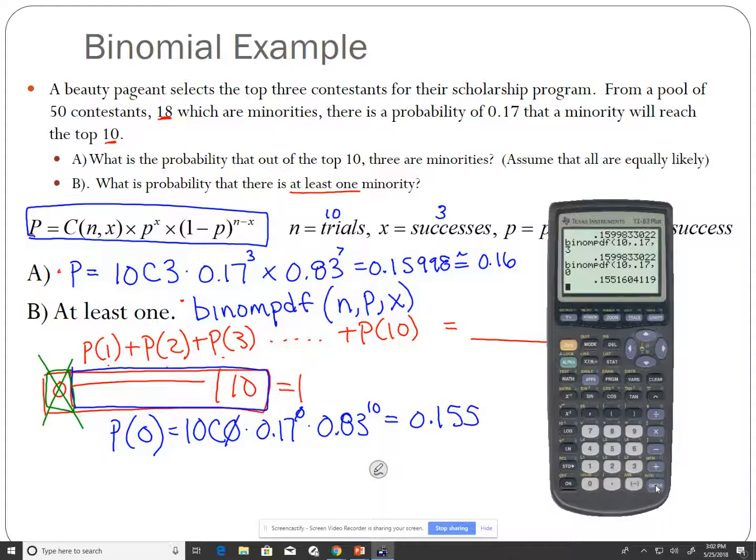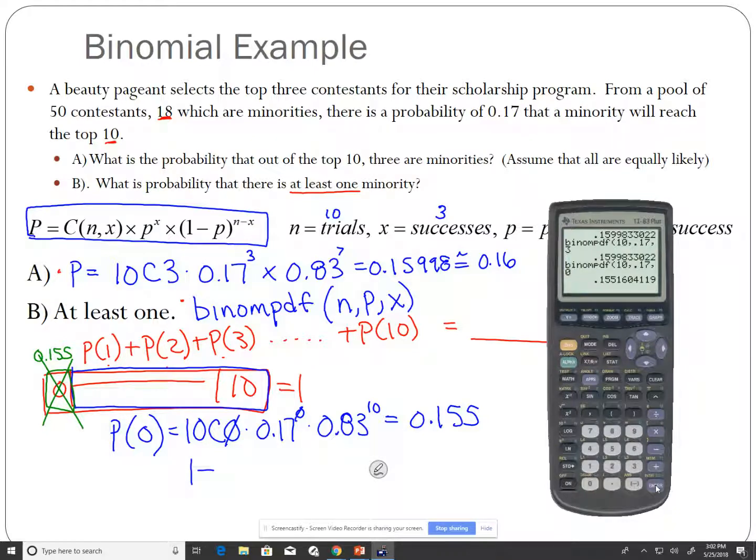Okay, so we have found that this amount is 0.155. So to find out at least 1 or 1 or more, we're just going to subtract the probability of none from the total, which is 1. 100% of the options have to be in the distribution.